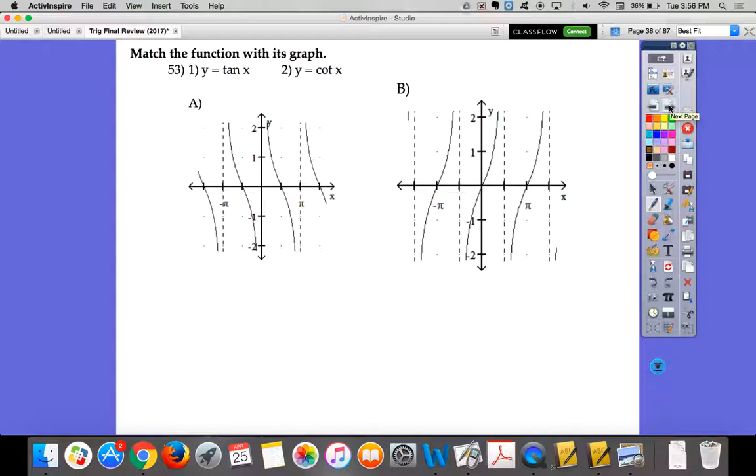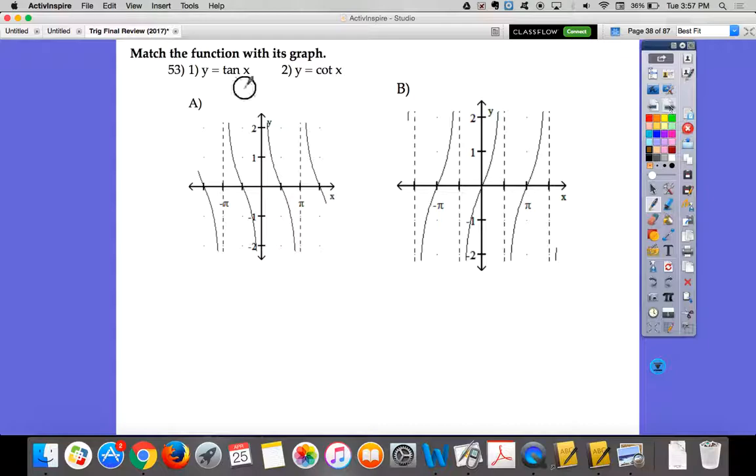Okay, match the function with its graph. And y'all know that tangents and cotangents work this way. You can remember the shortcuts we talked about. Tangent, just a normal traditional tangent, which is your basic parent graph.